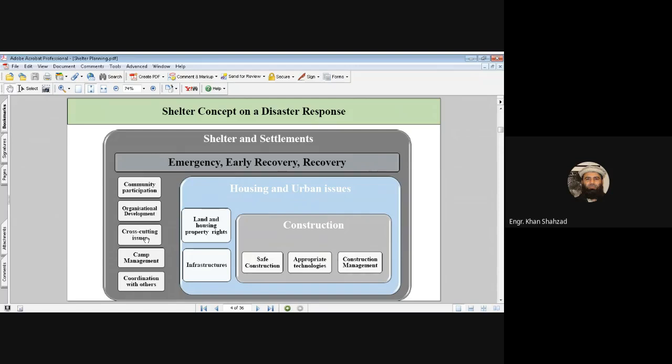Then cross-cutting issues. Tayyib Musaddiq, can you comment on these cross-cutting issues? What are the cross-cutting issues? Sir, I have no idea about this, sir. Sorry. Okay, anyone in the class who can tell us about the cross-cutting issues?